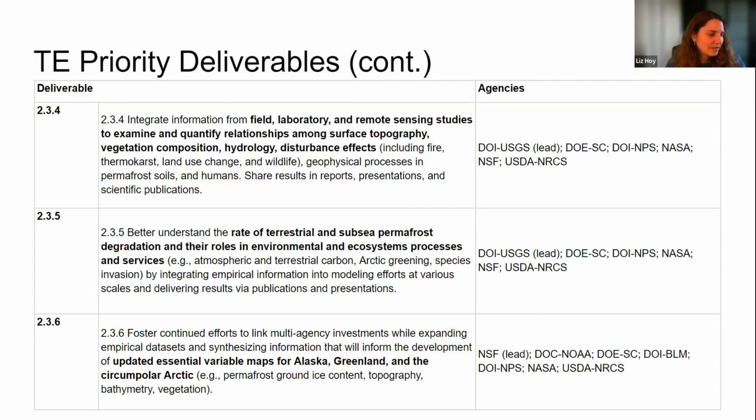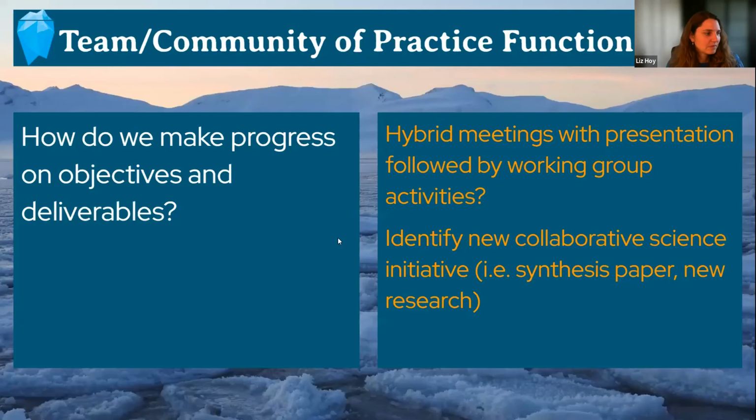I think we have five or six deliverables total. So this next one is integrating information from field, laboratory, and remote sensing studies to examine and quantify relationships among surface topography, vegetation composition, hydrology, and disturbance effects. And then we have thinking about terrestrial and subsea permafrost degradation, and thinking about essential variables that are needed for maps of Alaska and the circumpolar Arctic.